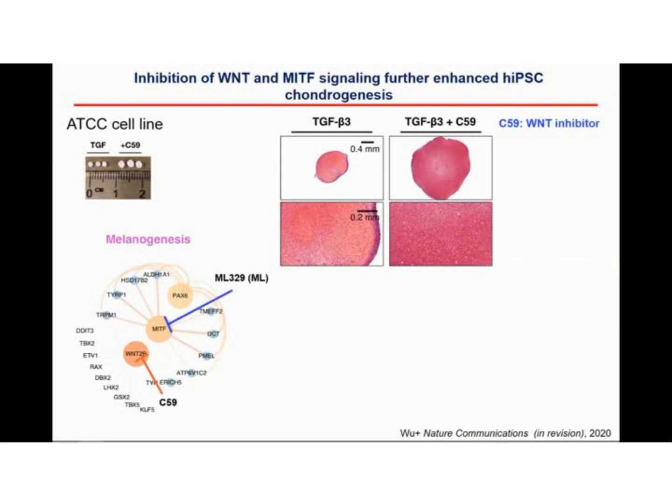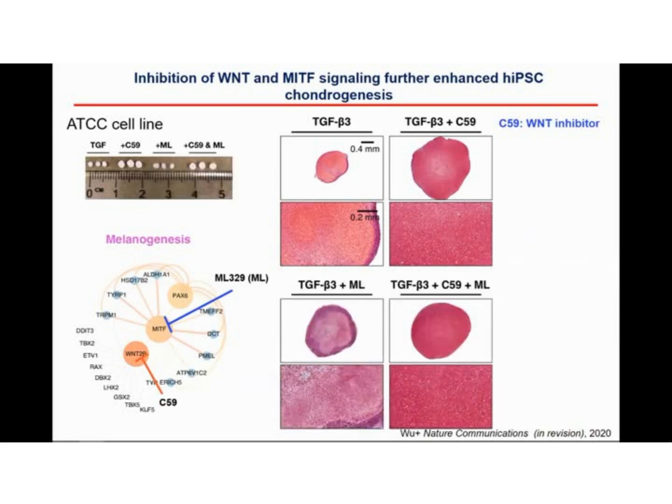So I found another small molecule inhibitor, which we call ML here. I find that when pellets are treated with a combination of C59 and ML, it further enhances our chondrogenesis. This is really, really nice, pellets without any off-target cells. And when the pellets are treated with ML alone, you see it didn't work out at all. So this is just one of the examples.